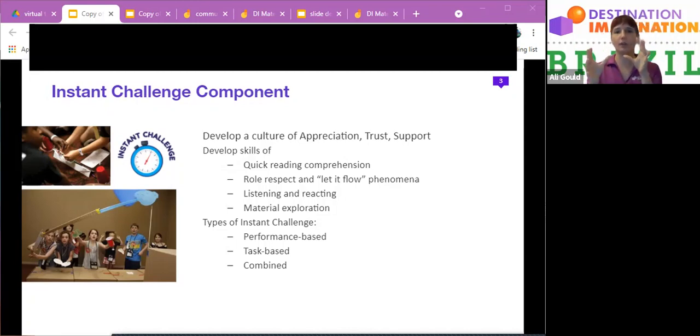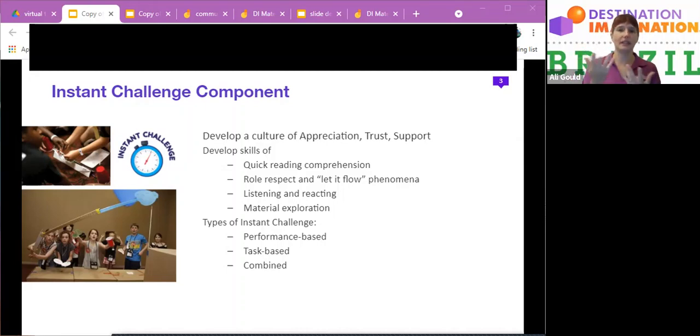I like to take an Instant Challenge and do it several times with several different types of material, or even with the same type of material. Then three weeks later, I'll do the exact same material and the exact same Instant Challenge, because I want to see what they thought about based on what they did last time and how they're going to improve. Once you use an Instant Challenge, it doesn't have to go away and never be used again. It should be used again, because we want the kids to move through the process.